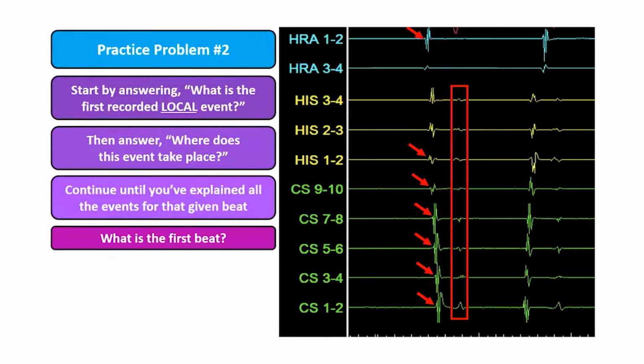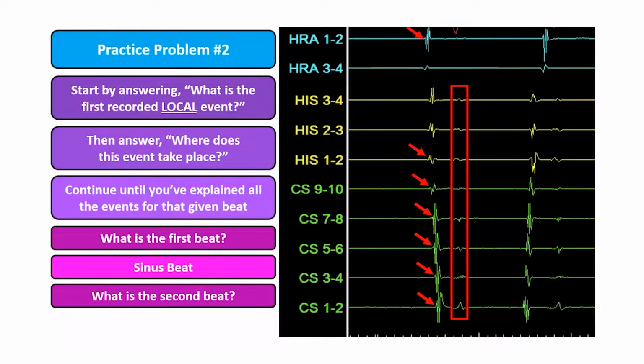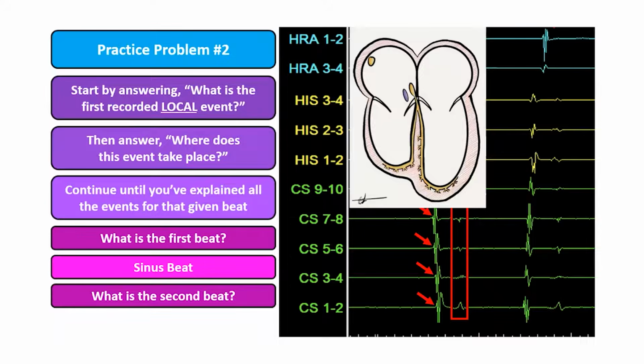Well, if you said that the first beat represents the sinus beat, you'd be correct. Now, what's going on in the second beat? Well, going through our order of operations again and identifying the earliest near-field signal, we see that there is a near-field atrial electrogram originating at CS12. And CS12 is typically placed towards the lateral aspect of the left atrium. So in our mind's eye, or our cartoon here, we can see that the wavefront of depolarization originates somewhere in this region, at least based on the catheters we have placed.